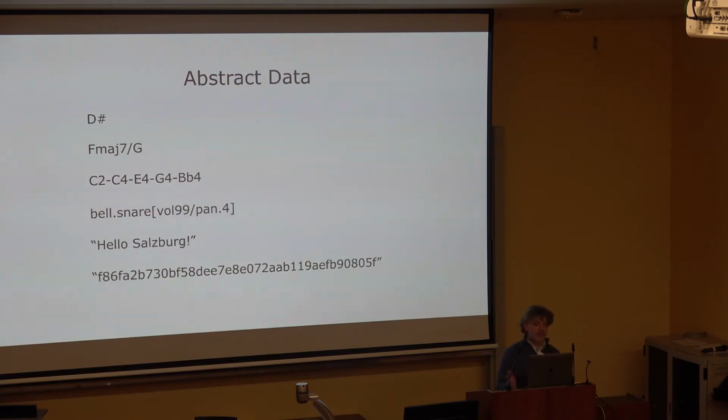These are examples of data that you could use in Orfeo. You could put a note like a D sharp. You could put a slash chord. You could put different notes to create a chord. You could have, for example, here, bell, snare could refer to wave samples. And then you could say, I want the volume to be 99, a pan of 0.4. You could give it a string, hello Salzburg. You could give it a hash.